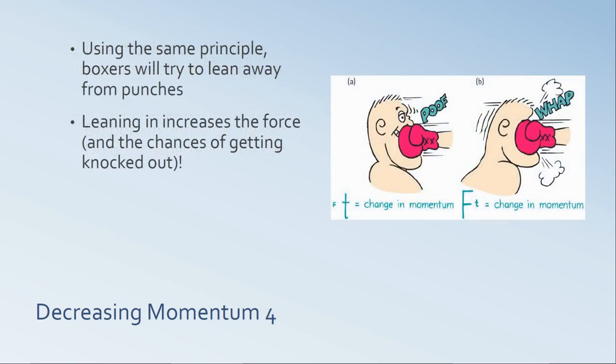So using the same principle, if you've ever watched boxing or martial arts, when a punch is coming in, fighters are taught to lean away from the punch. And this way, if we lean away from the punch, this increases the time that it takes that punch to land and decreases the force, even though the change in momentum is the same. If the boxer leans the wrong way and he leans into the punch, well, now we've decreased the time and the force is going to increase, and that's going to increase his chance of getting knocked out as well.